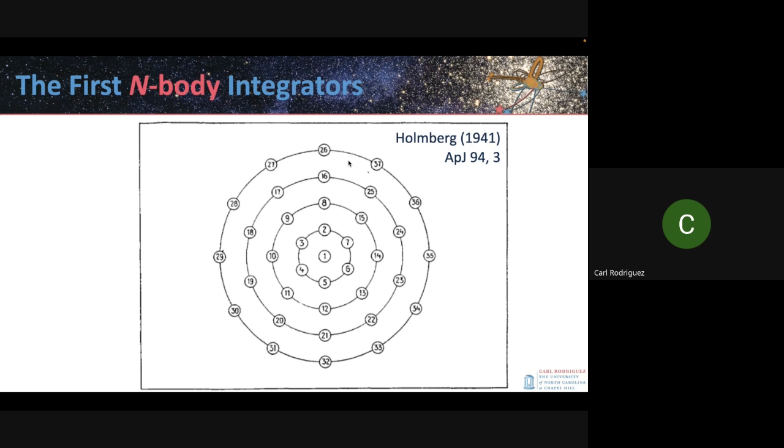So this paper from Holmberg shows an idealized galaxy comprised of about 37 stars. And so what they did, because they didn't have computers at the time, is they wanted to know what caused the spiral arms in galaxies that we see. And so they wanted to simulate one of these galaxies forward in time.